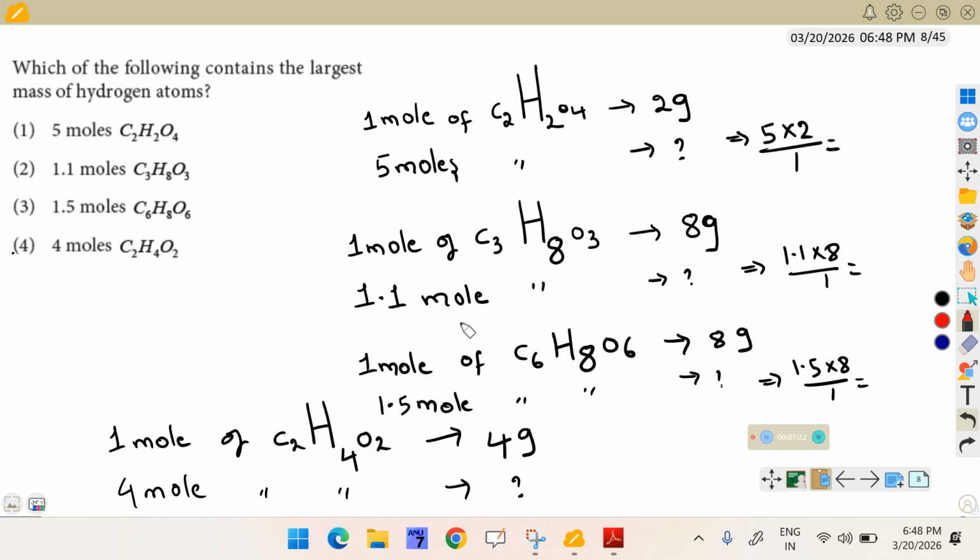Which of the following contains largest mass of hydrogen atoms? Largest mass. According to the formula, in 1 mole of C2H2O4, the weight of hydrogen atoms is 2 grams. Then 5 moles is how much? 5 into 2 by 1, 10 grams of hydrogen.